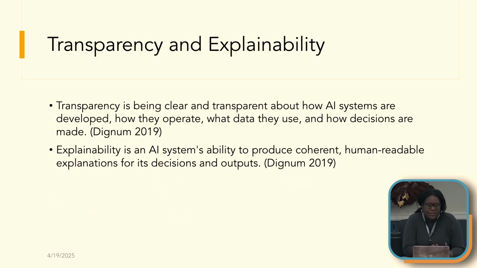And let's see. We have transparency and explainability. Transparency is being clear and transparent about how AI systems are developed and how they operate, what data they use, and how decisions are made. This kind of goes back to the example I was talking about when I worked briefly on a finance project when I was working in consulting. It's like my one non-healthcare experience in the last many years.